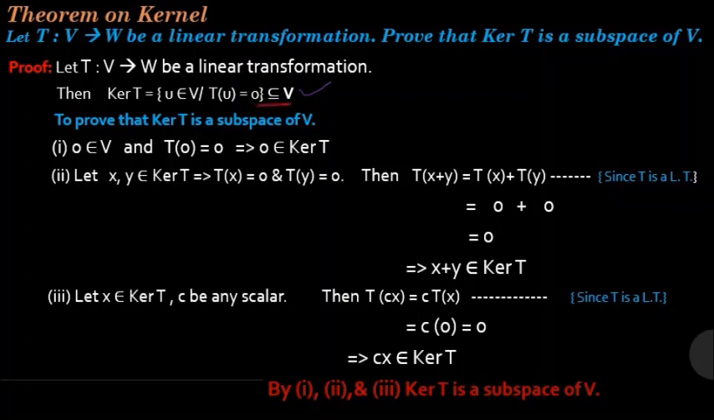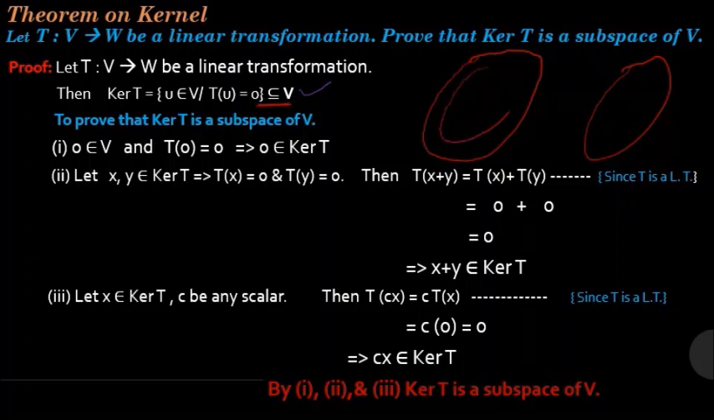So let us look again at the diagram. Kernel is here, where all the elements in this kernel, suppose U is there, are mapped to the 0 element. This is V, this is W, T is a mapping from here. All the elements in this kernel are mapped to the 0 element. This is what we have. Now you have to prove that kernel T is a subspace of V. So for that, how do we prove?